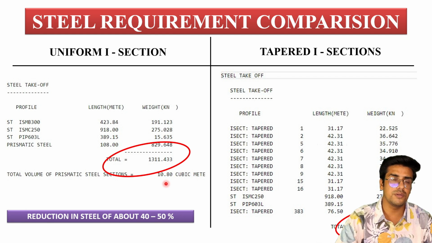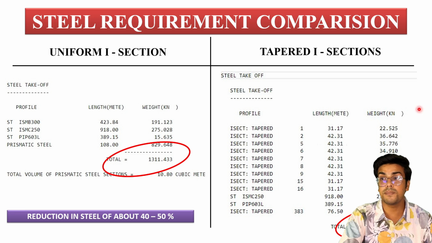But when you take the loads from the wind load and the seismic load, and the roof load, the reduction is going to be around 40%. So there is a reduction of steel of about 40%, and that's a very big thing in this particular case.